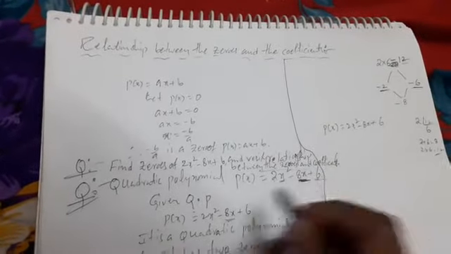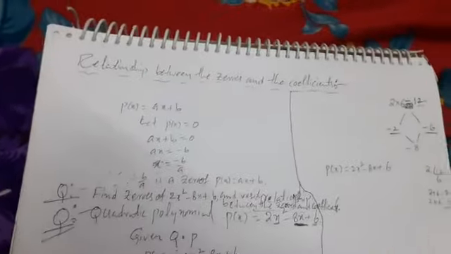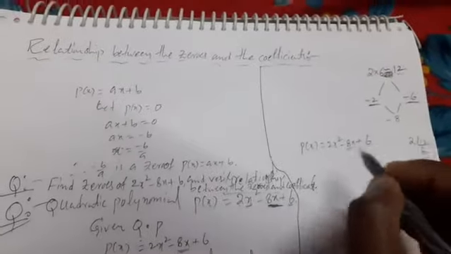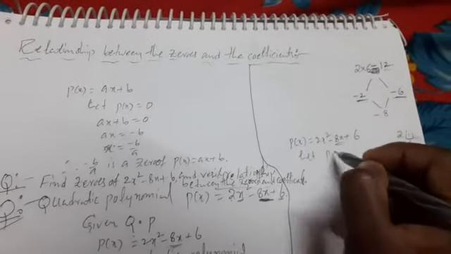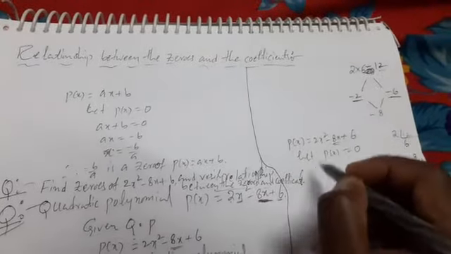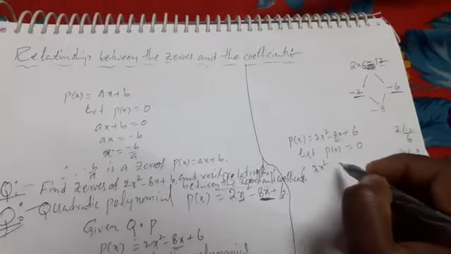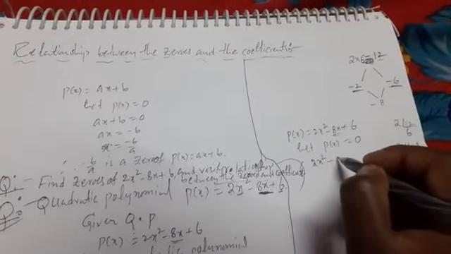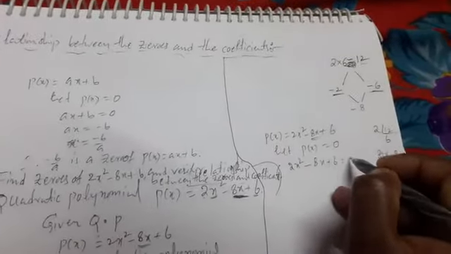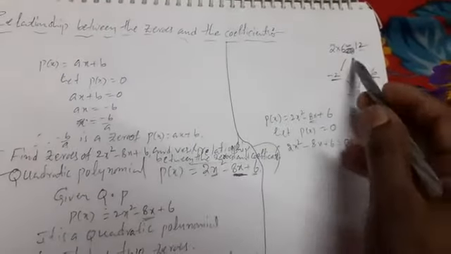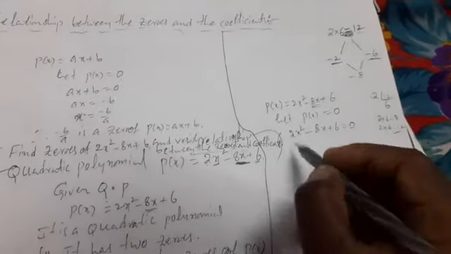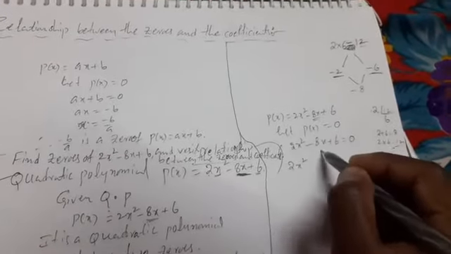Now you are going to do the solution. So do the splitting of the middle term. We got it already. So we are going to find the zeros. Let me take p of x is equal to 0, that is 2x square minus 8x plus 6 is equal to 0. We got it already. What are the factors of 12? 2 and 6.